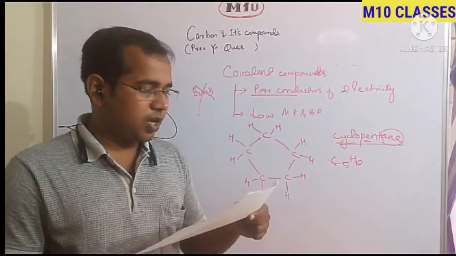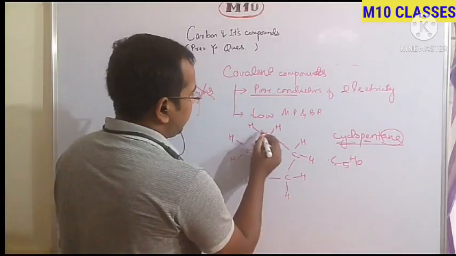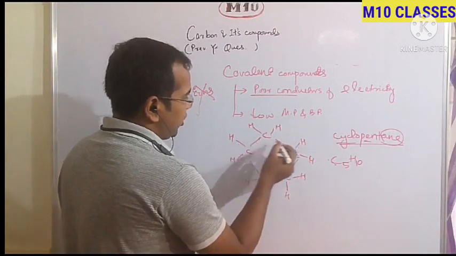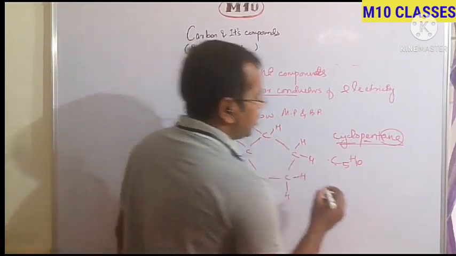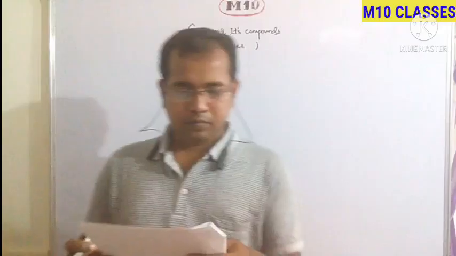So it is given, what is the number of single bonds present. Now calculate: 1, 2, 3, 4, 5, 6, 7, 8, 9, 10. 1, 2, 3, 4, 5. The total number of single bonds is 15.